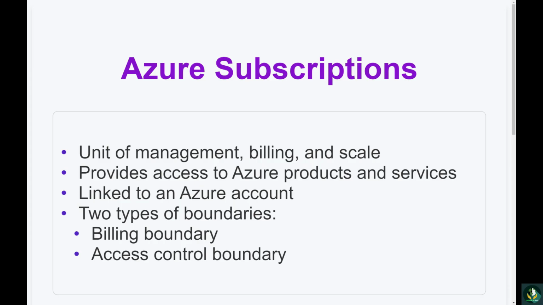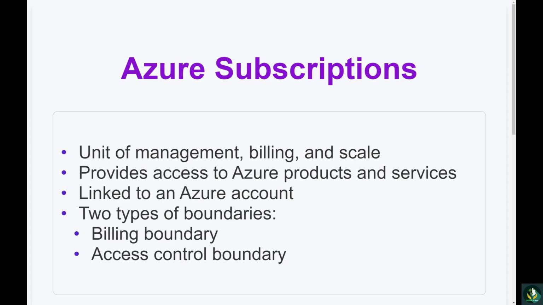Subscription boundaries. Azure subscriptions define two types of boundaries. A. Billing boundary. This determines how an Azure account is billed for using Azure services. You can create multiple subscriptions for different types of billing requirements. Azure generates separate billing reports and invoices for each subscription. This allows for granular cost management and allocation across different projects, departments, or environments.